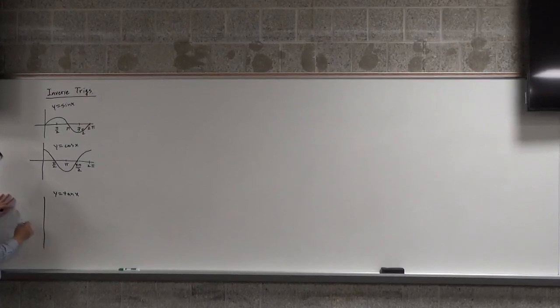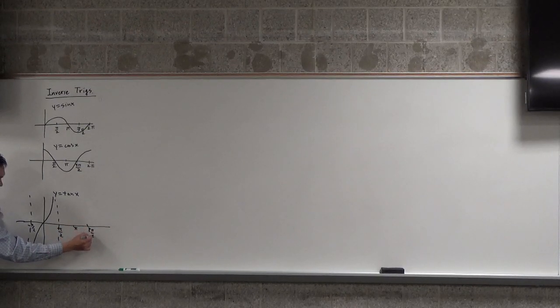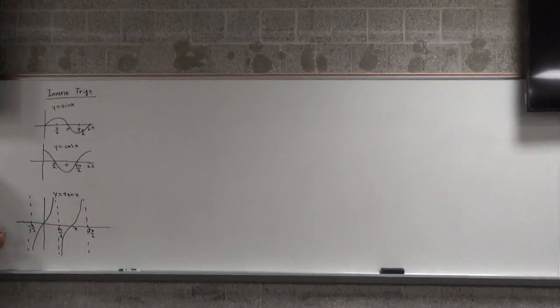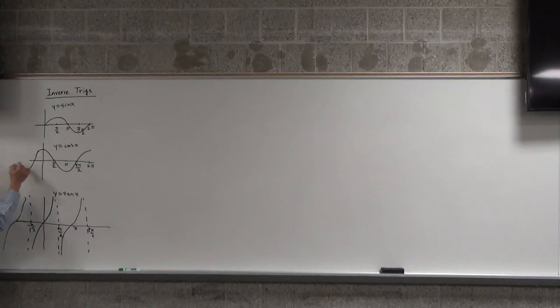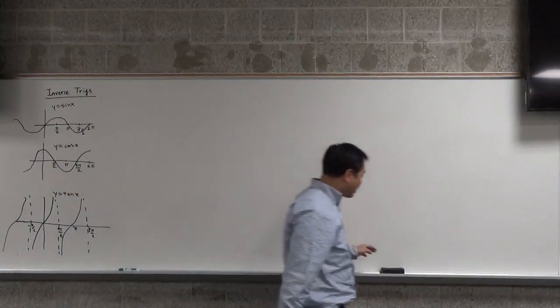This looks completely different. This actually has vertical asymptotes at pi over 2 and also negative pi over 2. The graph looks like this. And there's another pi here, and then 3 pi over 2. There's another one. And it just keeps repeating, and here it repeats as well. Oh, by the way, these also repeat as well. So we'll take that as common knowledge.